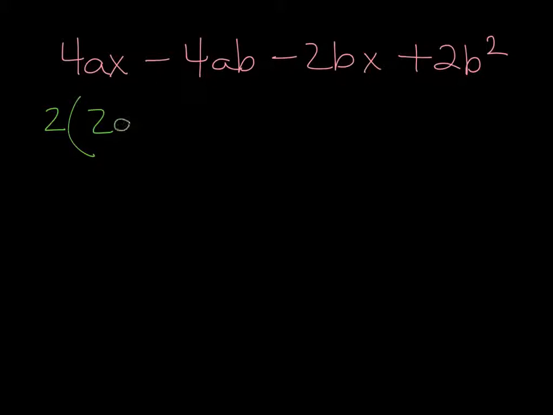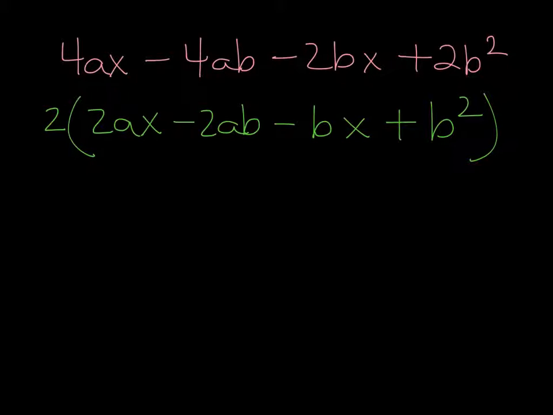We get 2ax minus 2ab minus bx plus b squared. You have to do that first. All right, so now what? We don't even worry about that 2 on the outside for right now.